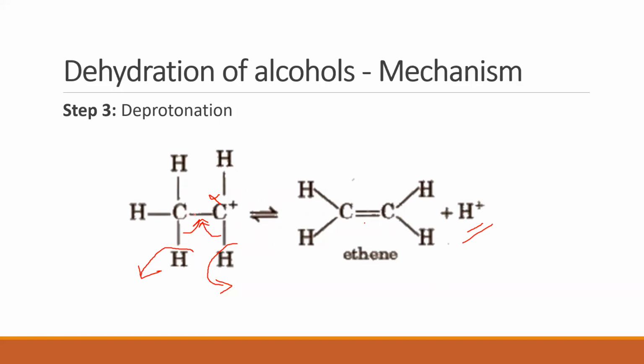Clear? Now, do you understand why it is always the beta hydrogen that has to be removed and not the alpha hydrogen? This is the reason. And what's happening in this step? There is removal of H plus, which is nothing but deprotonation. So deprotonation of the carbocation results in the formation of ethene and giving away H plus.